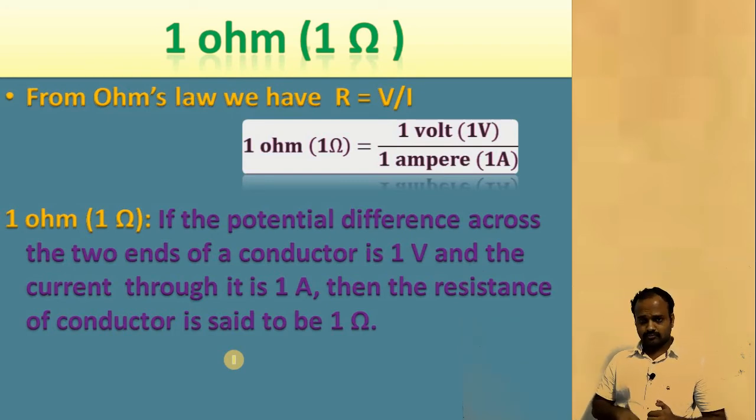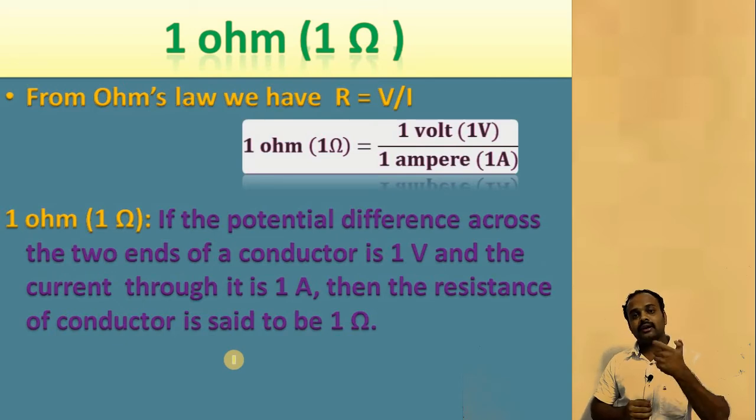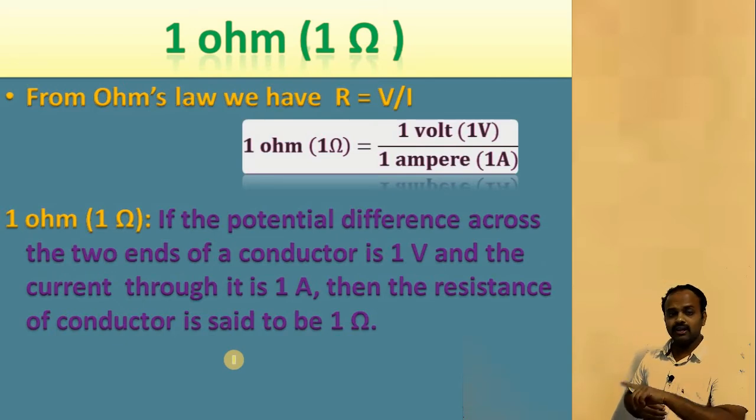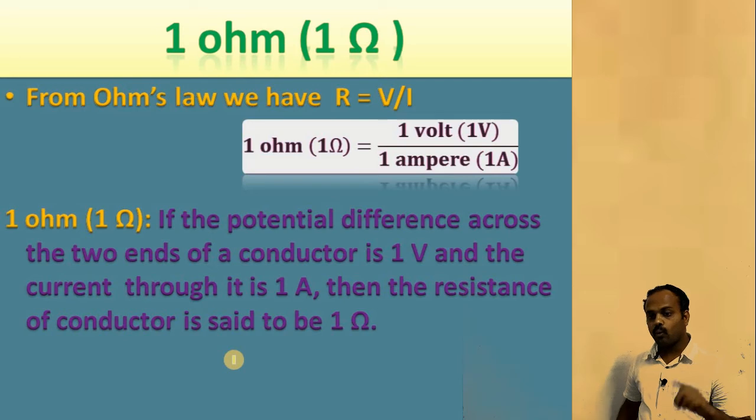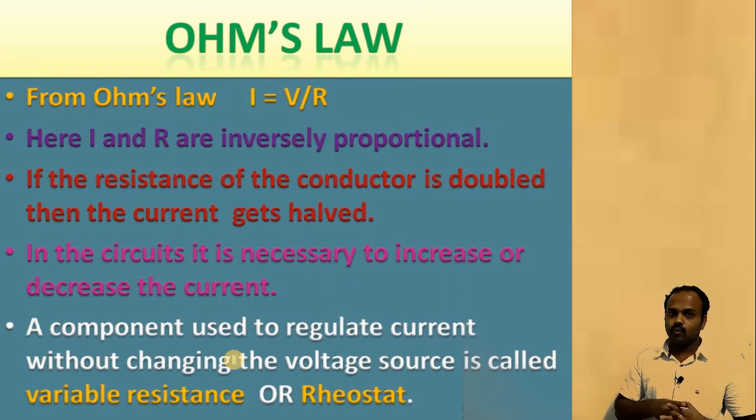If the potential difference across the conductor is 1 volt and the current flowing through the conductor is 1 ampere, then the resistance of the conductor is said to be 1 ohm.